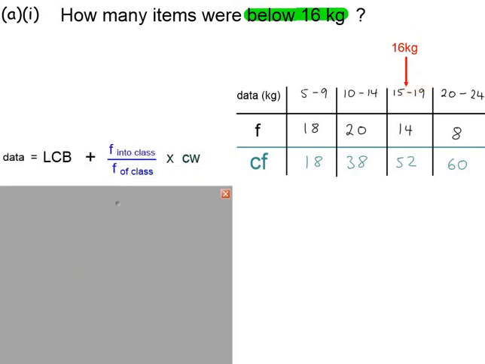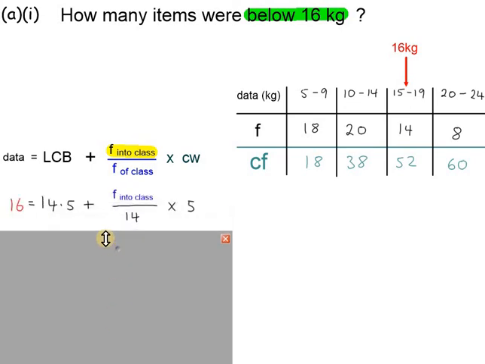So using the interpolation formula, the data value is 16, so that goes there. The lower boundary here is 14.5. The frequency of the class is 14, that goes here, and the class width, 14.5 to 19.5, is a width of 5, that goes here. The only value that we do not have is the frequency into the class. This is what we have to work out. This will contribute towards the final solution.